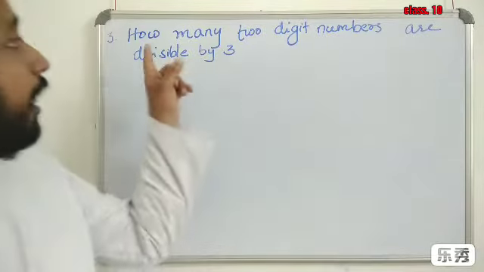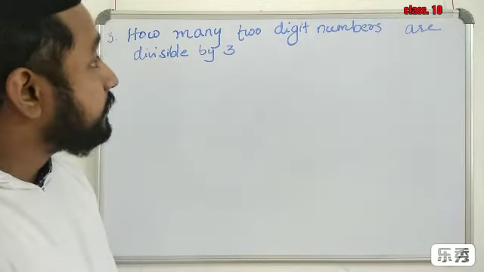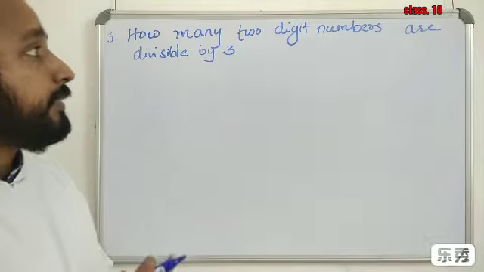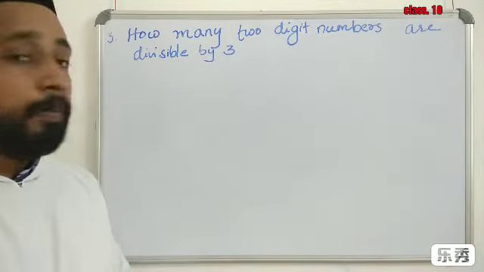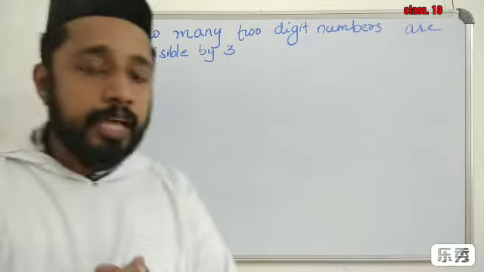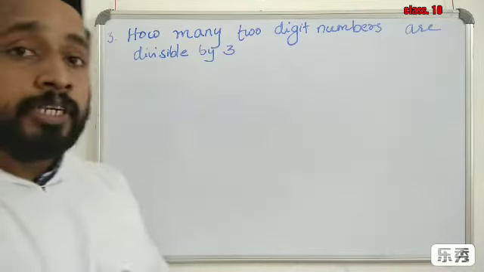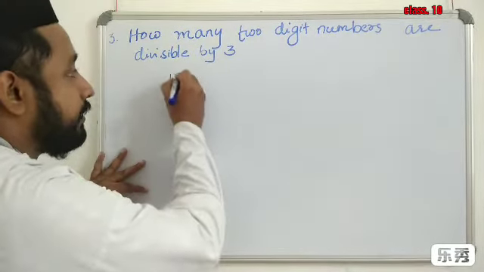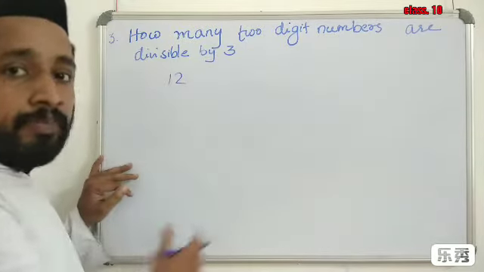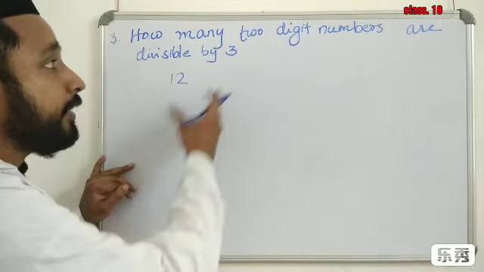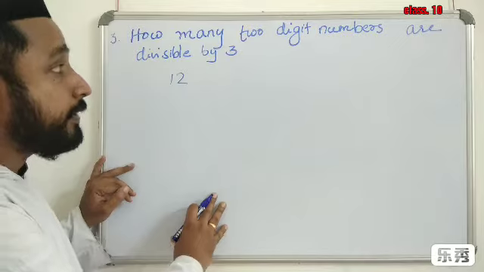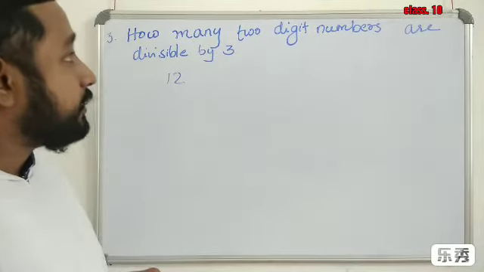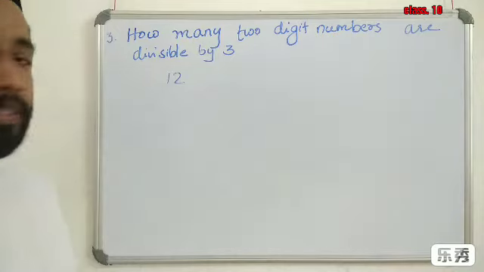Next question is, how many two-digit numbers are divisible by 3? We have to find how many two-digit numbers are divisible by 3. Can you say which is the first two-digit number which is divisible by 3? 10 is the first two-digit number, which is not divisible by 3. Next one is 11. 11 is not divisible by 3. Next one is 12. So 12 is the first two-digit number which is divisible by 3.